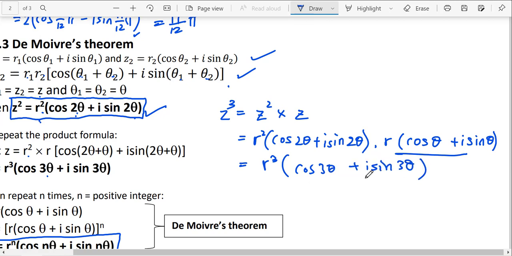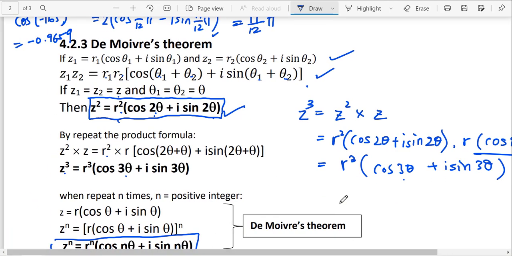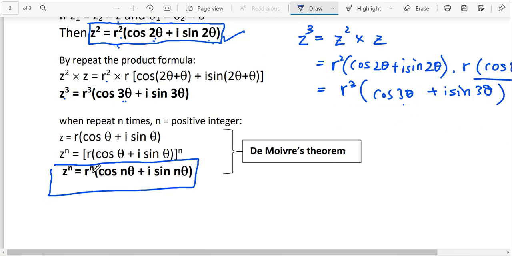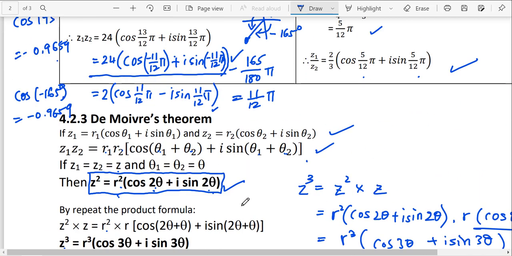Can you see or not? I get this. If raised to the power of 3, the r will become r to the power of 3, and then the angle will be 3 theta and 3 theta. Can you see why like that? Okay, if raised to the power of 2, r squared, angle 2 theta, 2 theta. If raised to the power of 3, r cubed, angle 3 theta, 3 theta. If raised to the power n, r to the power n, cos n theta, n theta. Okay, this is called De Moivre theorem.